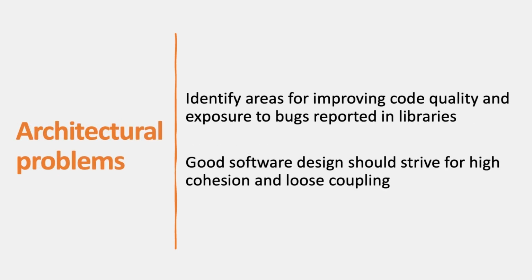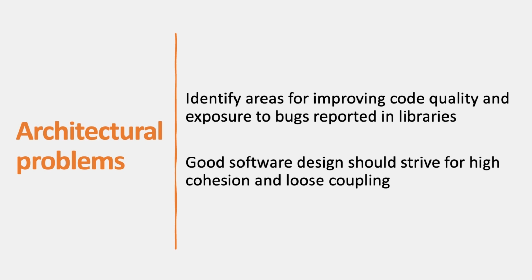Architectural problems. Structural patterns in the code can indicate architectural problems, for example circular or cyclic dependencies between components. Tools can detect dependencies between application components and third-party libraries or another application component. This information helps identify areas for improving code quality and exposure to bugs reported in libraries.